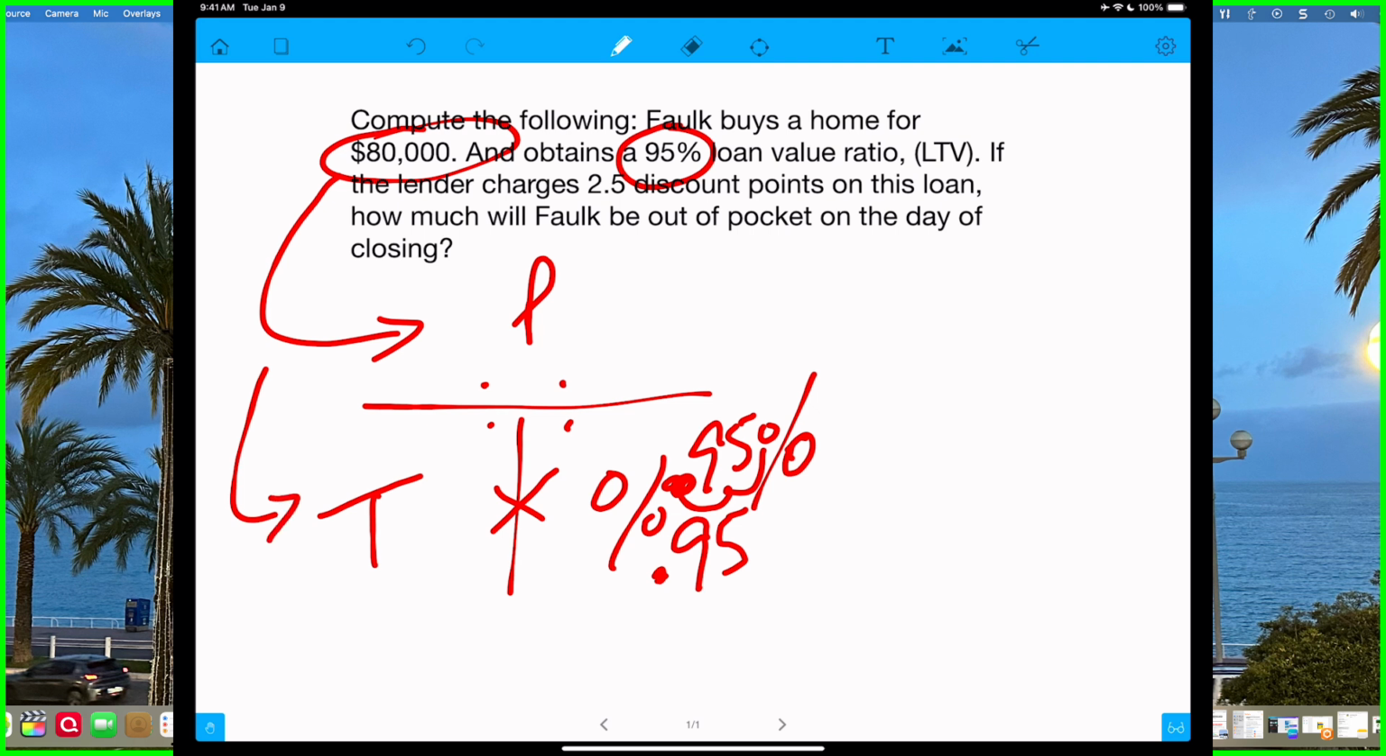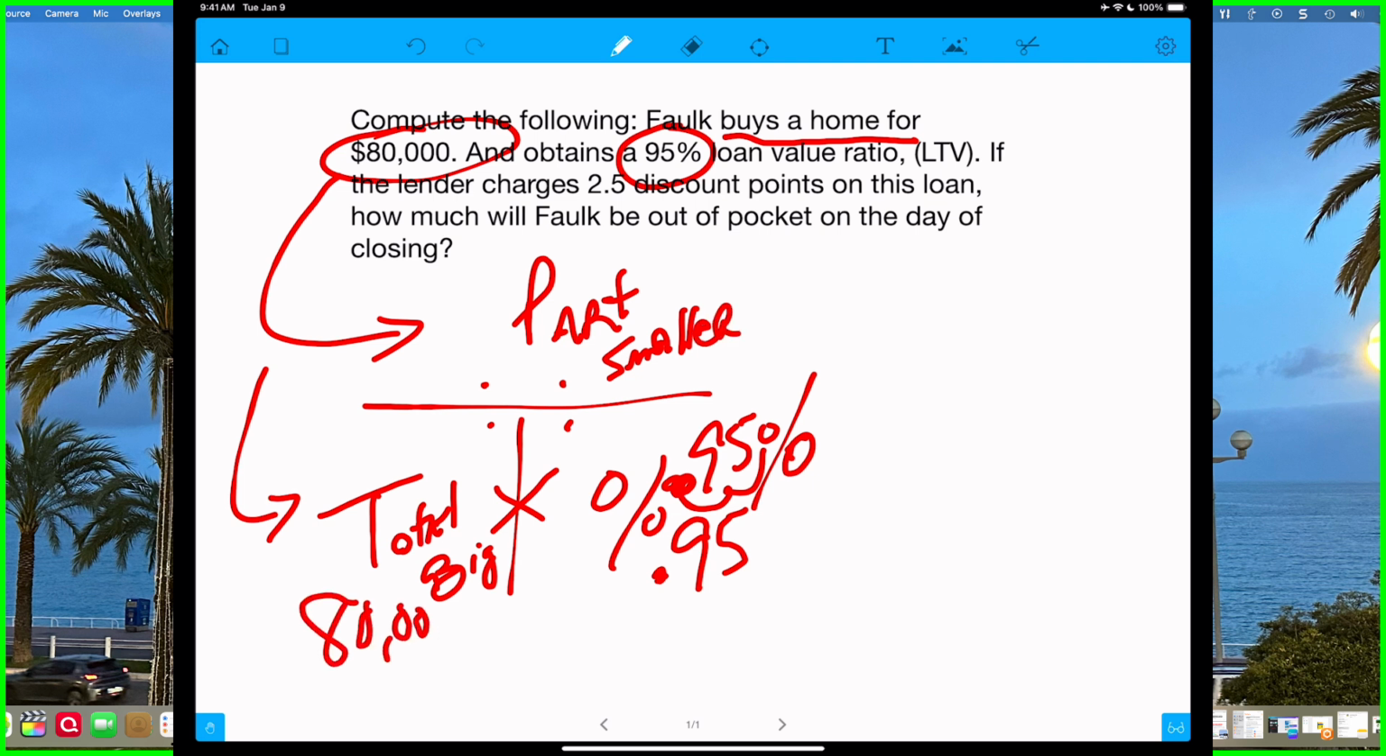Well, we're trying to find out the loan amount. This is the sales price. Would the sales price be bigger than the loan amount? Absolutely, because this is part, or what I like to remind you, the smaller number, and this is total, which is the bigger number. So kind of just trying to keep it in simplistic terms. So 80,000 will go down here. It's the bigger number. It's the total, and we're trying to solve for the loan amount.